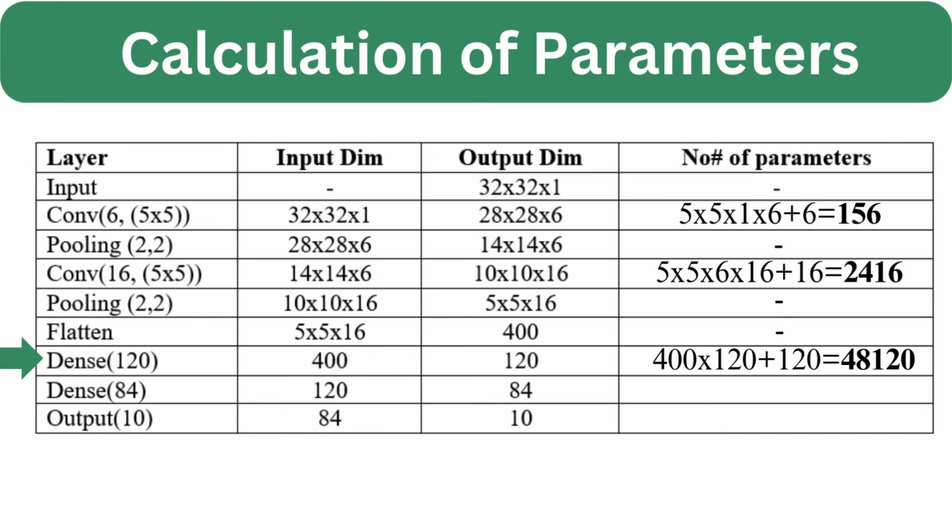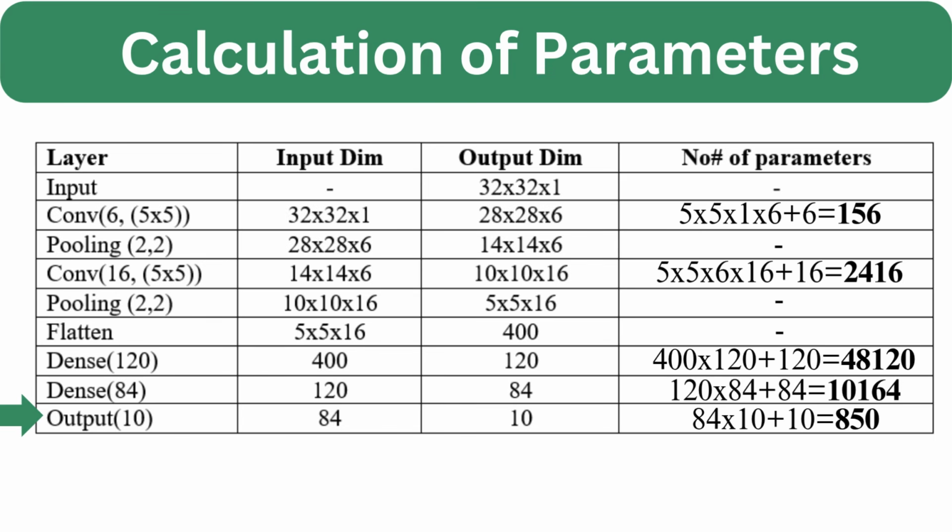So according to the formula, the inputs are multiplied by the number of neurons. So 400 multiplied by 120, plus we add the number of biases. If we have 120 neurons, we will have 120 biases as well. So 400 times 120 plus 120, we will get 48,120 parameters on the first dense layer. Now we are moving to the second dense layer that contains 84 neurons. The input to this layer is 120. So 120 times 84 plus 84, we will get 10,164 trainable parameters.